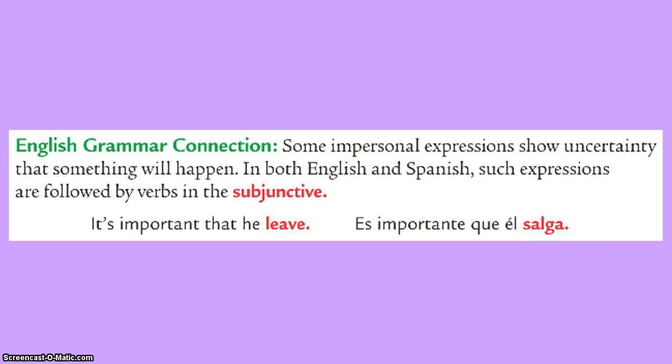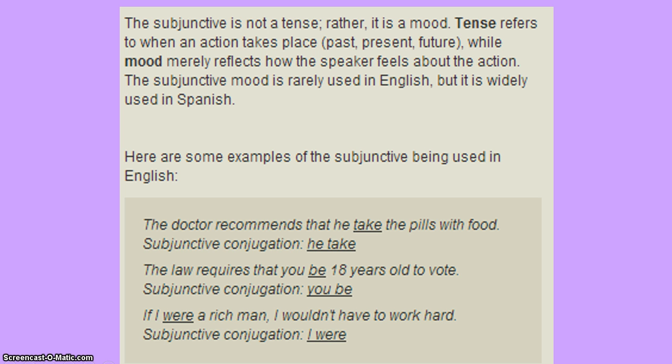But let's go back and talk about the subjunctive a little bit more in English. The subjunctive is actually not a tense, it's what we call a mood. Tense refers to when an action takes place, like the past, present, or future, while mood is really talking about how the speaker feels about the action. The subjunctive mood is rarely used in English, but it is widely used in Spanish, like all the time.